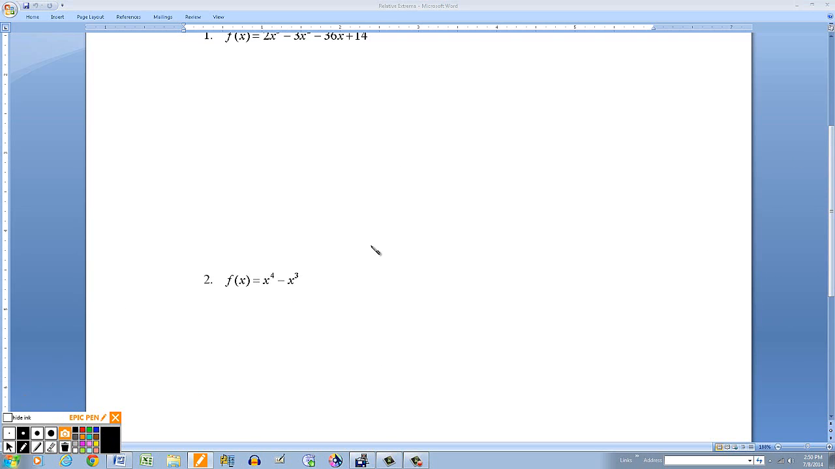Again, we have a nice polynomial. Everything's defined here. So to find the relative extrema, we simply take the derivative of this, and that again is going to be a basic polynomial. So we'll have 4x to the third minus 3x squared.